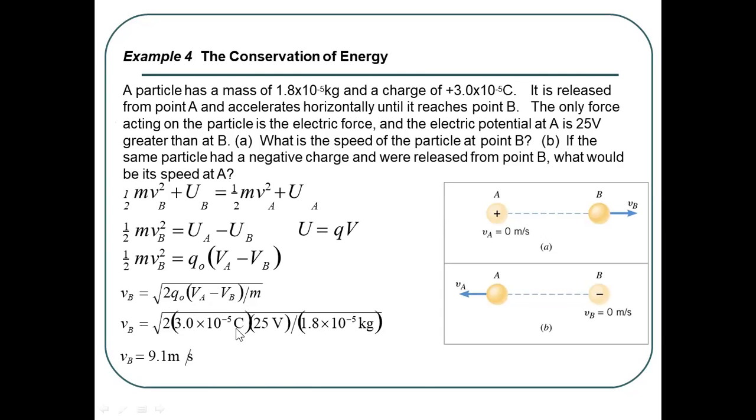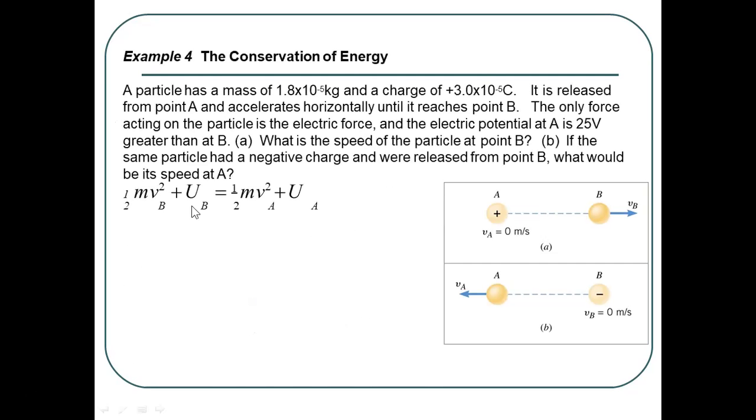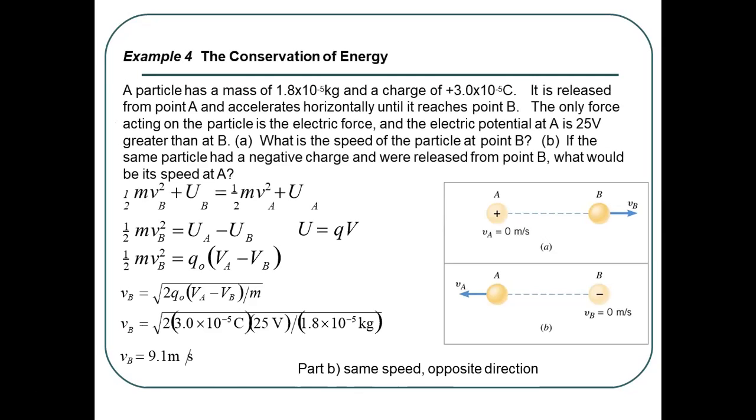If we substitute it now, twice your charge as 3.0 times 10 raised to negative 5 coulombs, multiplied with the change of the voltages, 25 volts, divided by the mass of the charge at 1.8 times 10 raised to negative 5 kilograms. This gives us the velocity vB is equal to 9.1 meters per second.